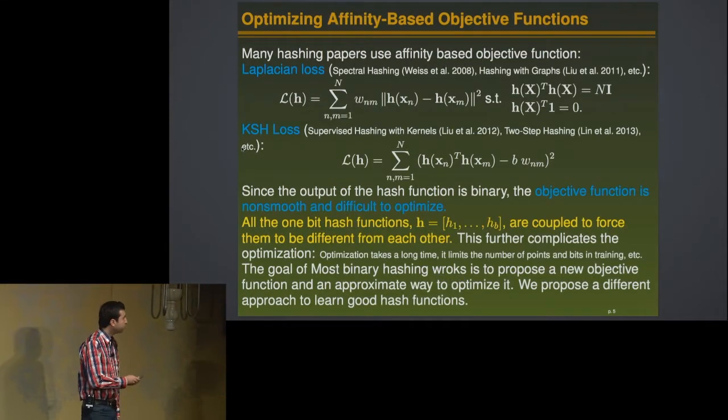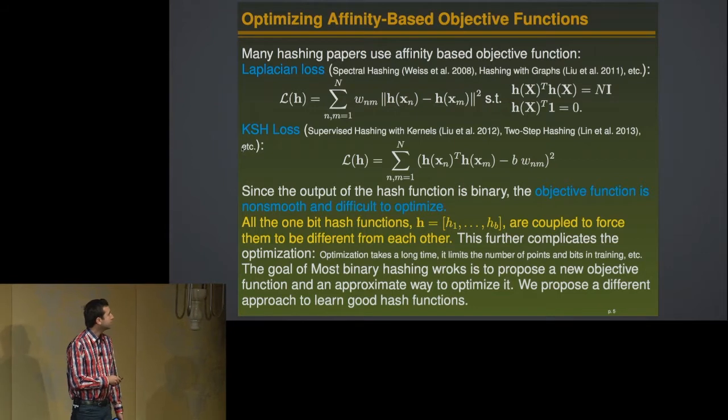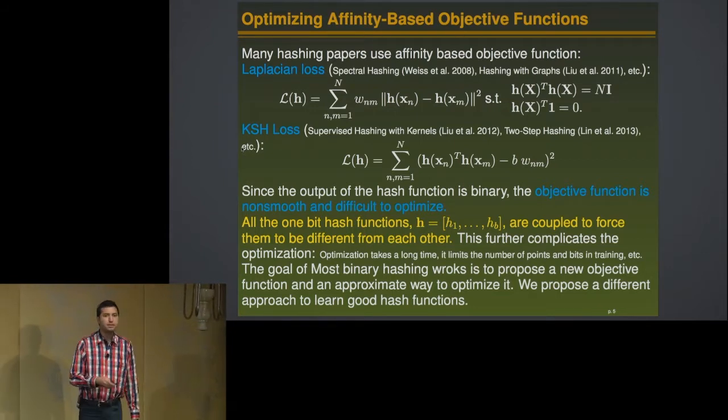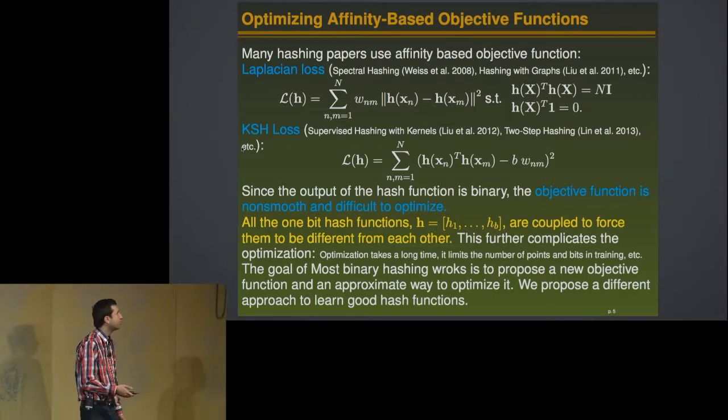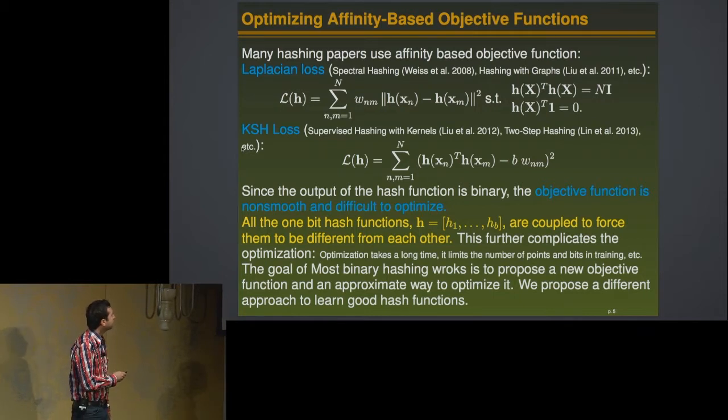I have two examples of the objective functions here. One of them uses the Laplacian loss, the other one the KSH loss, and many hashing methods try to optimize one of these two objective functions. Both loss functions try to preserve the neighborhood. For example, in the Laplacian one, when points are similar, w is 1, so we want to minimize the distance between the binary codes.